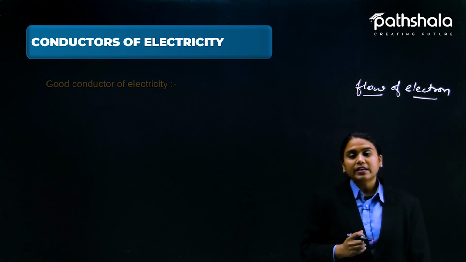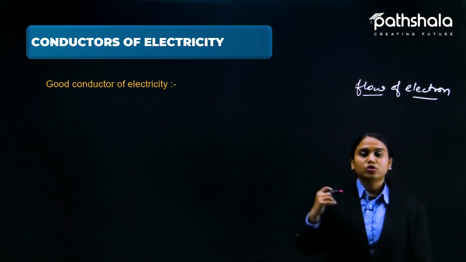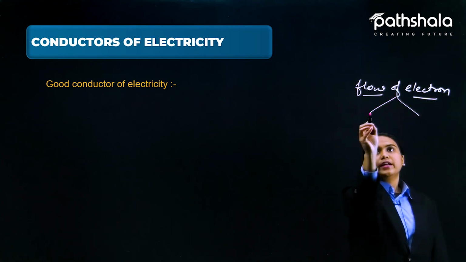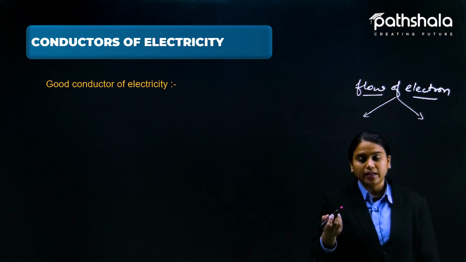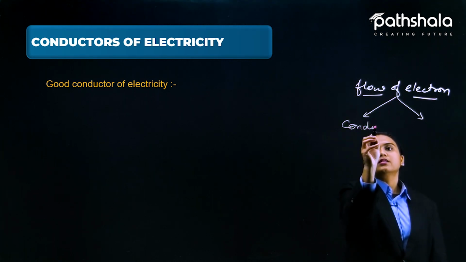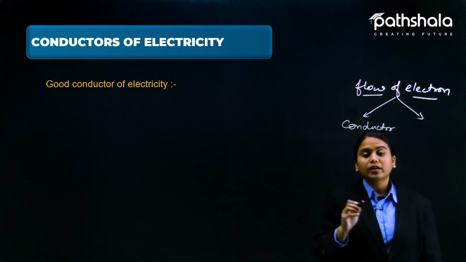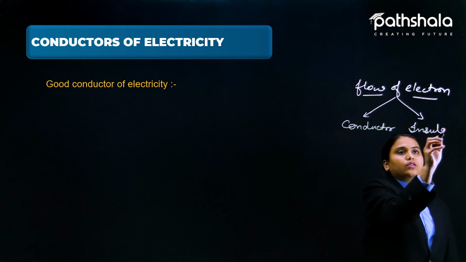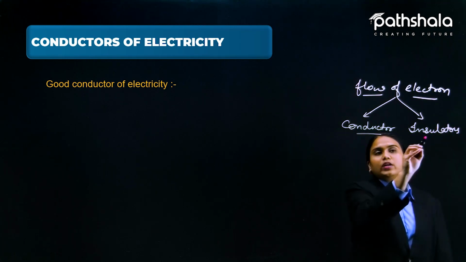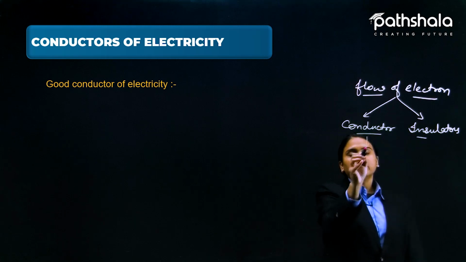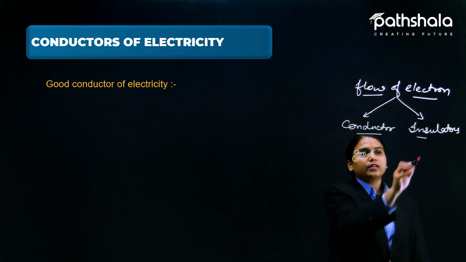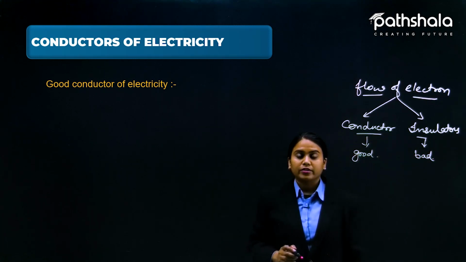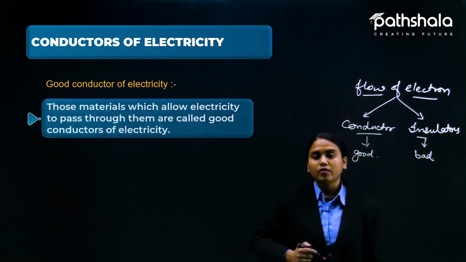As you know, there are good conductors and bad conductors. Materials that conduct electricity are known as conductors, and those which cannot conduct electricity are known as insulators. So these are two names: for good conductors we say conductors, and for bad conductors we say insulators.